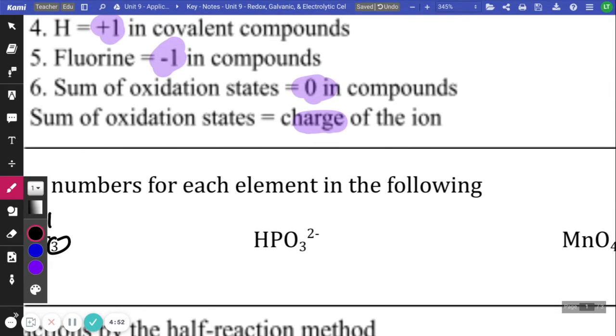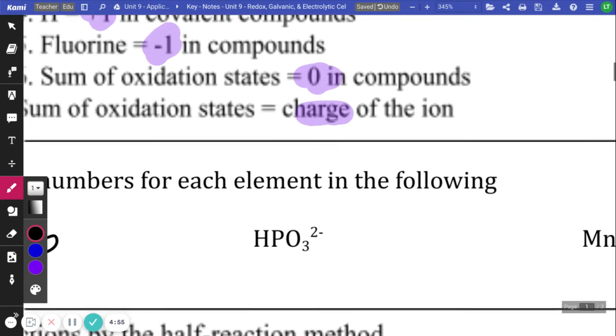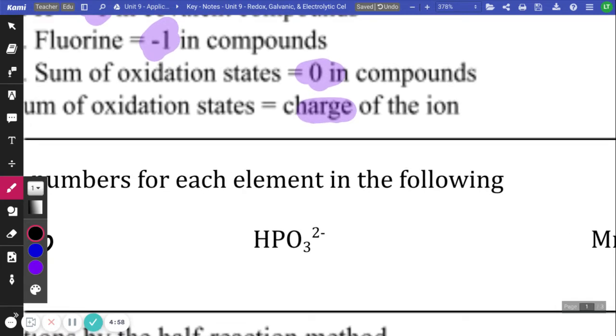Okay, I'll do one more with you guys, and then I'm going to leave you the last 2 to do on your own. In this one, we have HPO3 2-. That means the total of our oxidation numbers needs to add up to -2. We know oxygen is always -2, and hydrogen would be +1. So I have 3 oxygens, each with a -2 charge, giving me a total of -6, plus 1. So what does it need to be to add up to -2? My phosphorus would have to be +5.